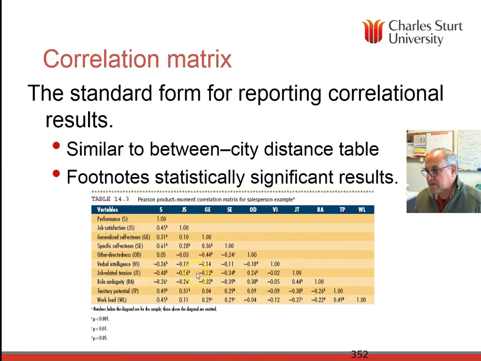And of course, the minus or plus sign tells you the direction of the association. So what it's saying here is that role ambiguity, the more you're unsure what you're here for, reduces satisfaction. Okay? Oh, sorry, performance. Performance is satisfaction here. And job satisfaction, you can see, is also related to role ambiguity there.